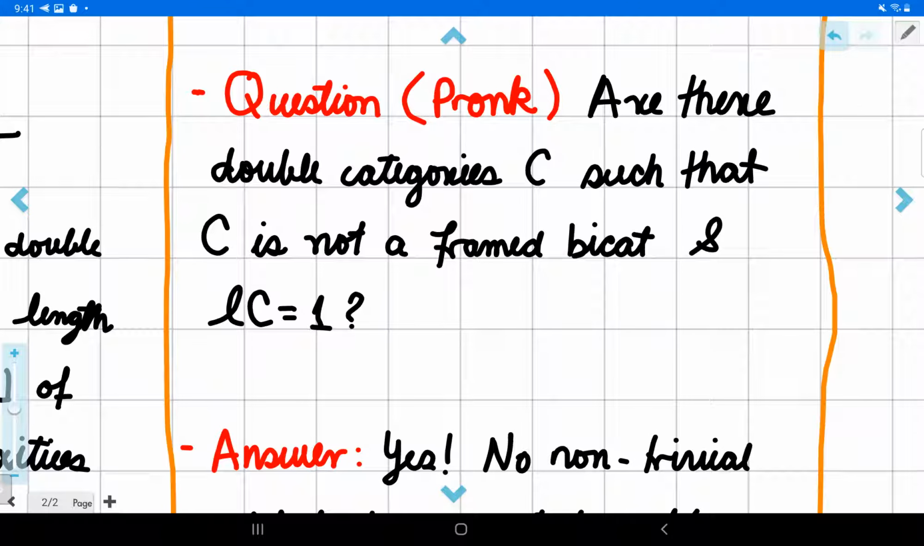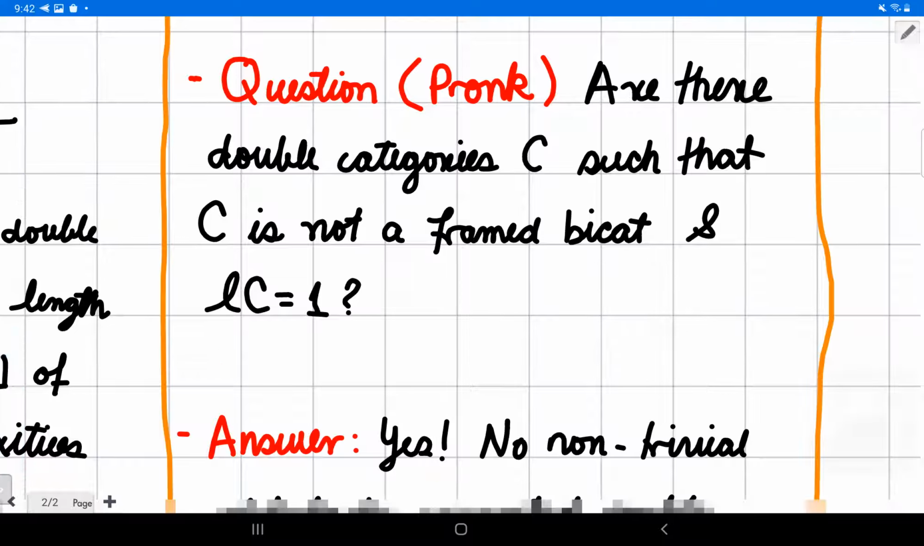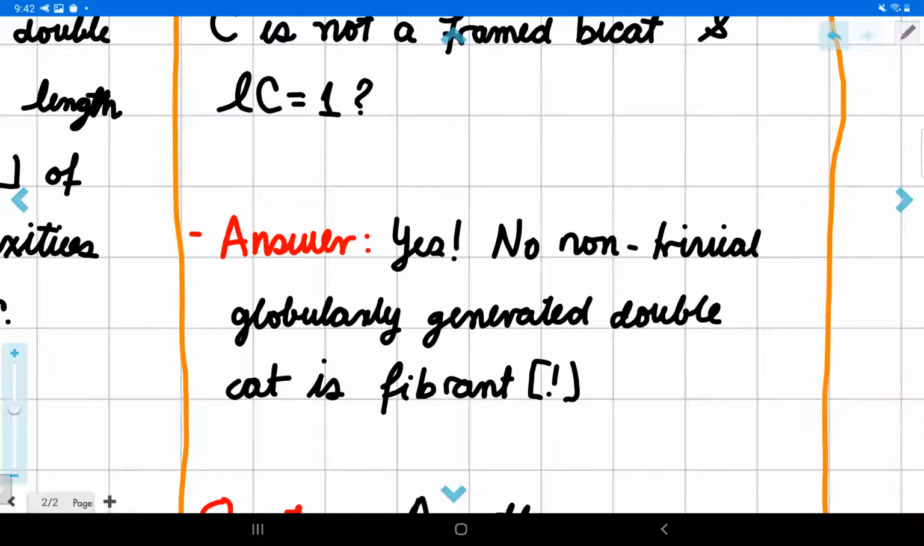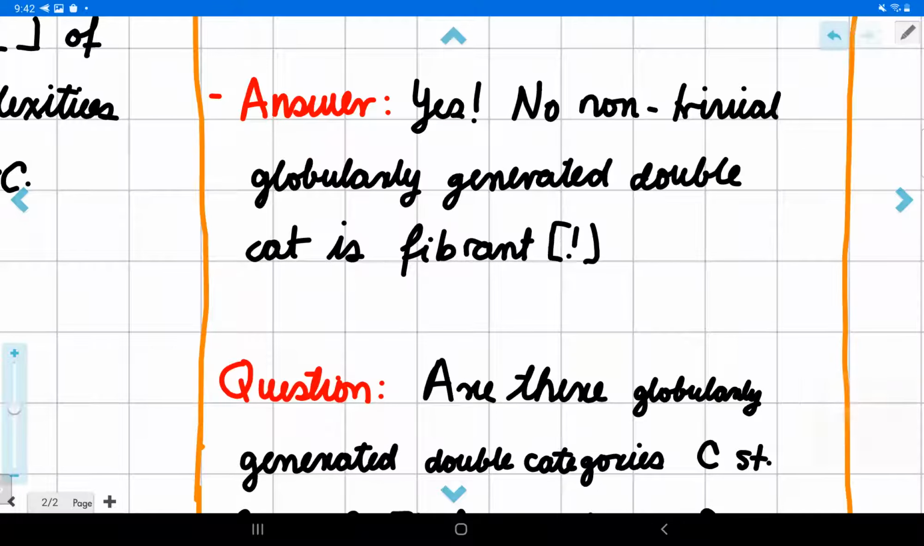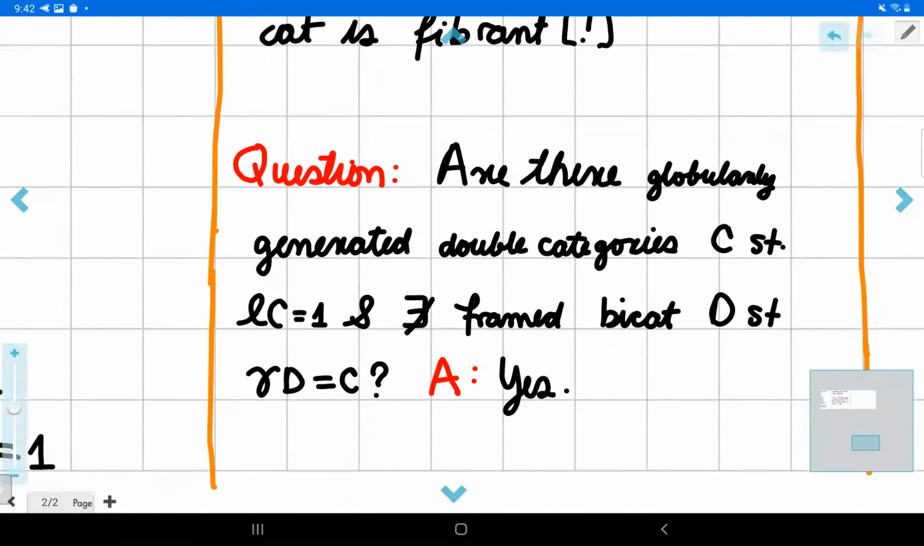We have the related question of Pronk. Are there double categories that have length 1 but are not frame bicategories? And the answer is yes. No non-trivial globularly generated double category is actually a frame bicategory. So if we have a frame bicategory, then this has length 1, and its globularly generated piece also has length 1, but it's not a frame bicategory. So every frame bicategory contains a double category that is not a frame bicategory and has length 1.